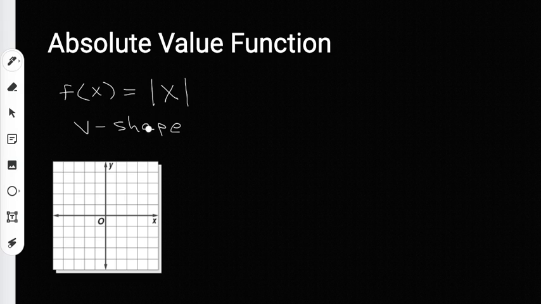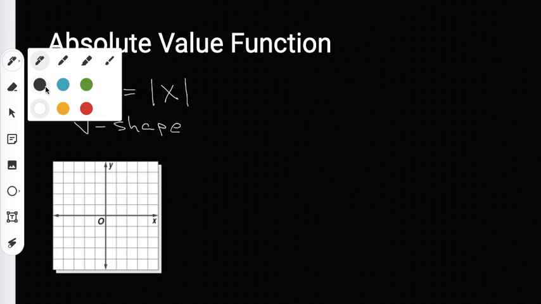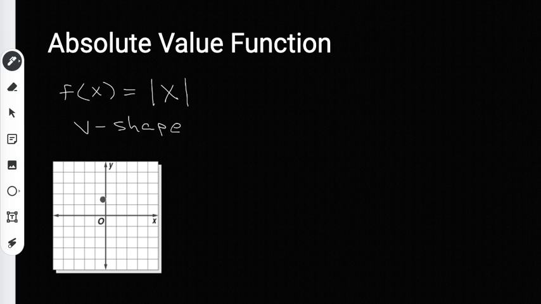So instead of the quadratic function where you get a U-shape, the absolute value function is actually going to give you a V-shape. So you're going to have a point at 0, 0, 1, 1, negative 1, 1, and then 2, 2, negative 2, 2, and then you're going to get this V-shape. And the V-shape is going to go through the origin. Okay, so that's the absolute value function.